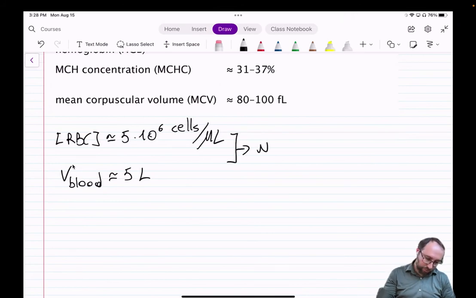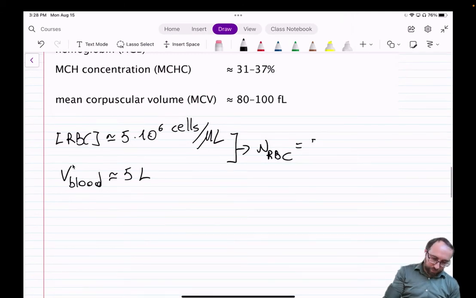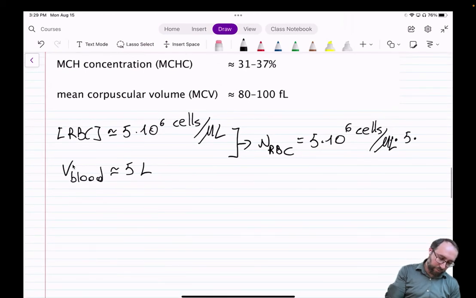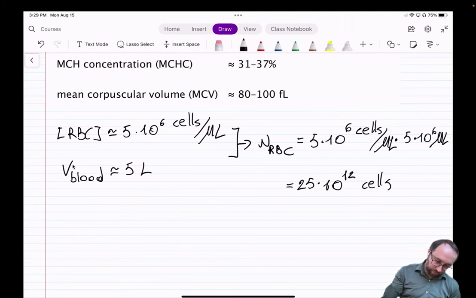Okay, so what does this mean? The number of red blood cells is then 5 times 10 to the 6 cells per microliter times 5 times 10 to the 6 microliters, right? 1 liter is 10 to the 6 microliters. And so what this tells me is that we're on the order of 25 times 10 to the 12 cells, okay? Or better put, you could think of this as 2 times 10 to the 13 cells, okay?